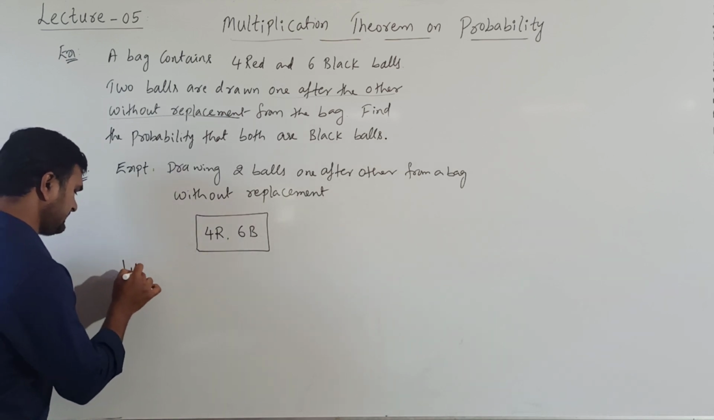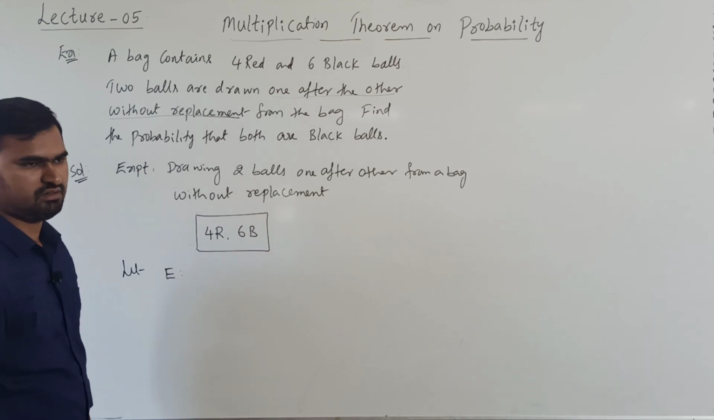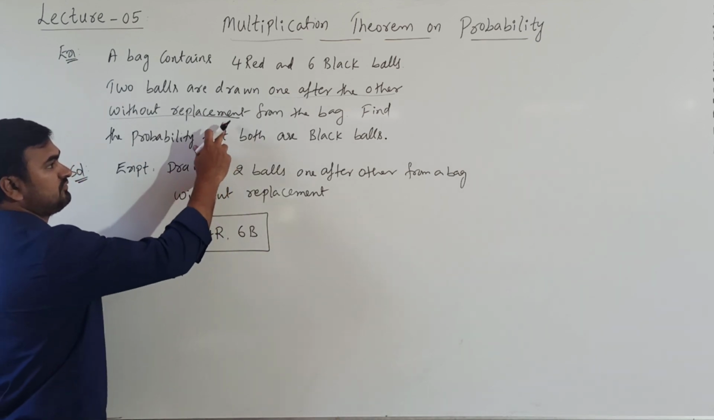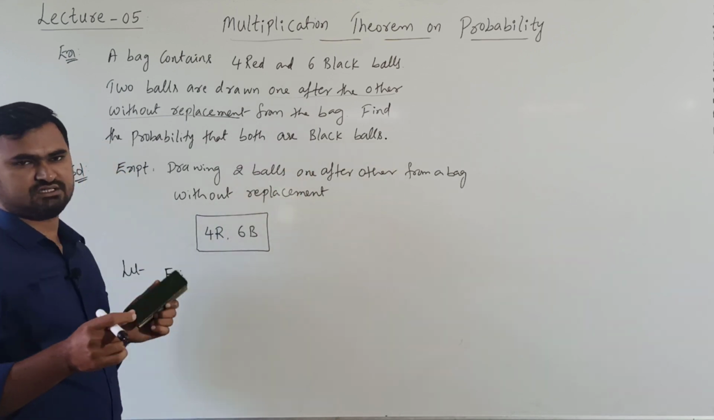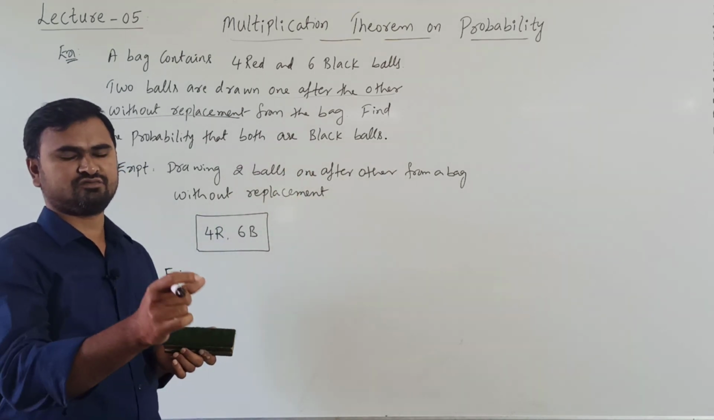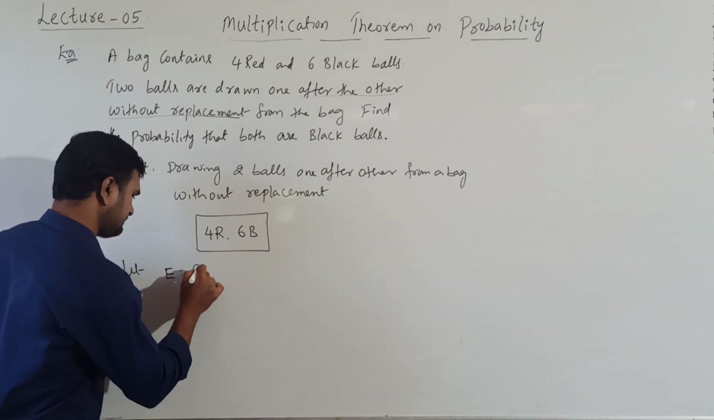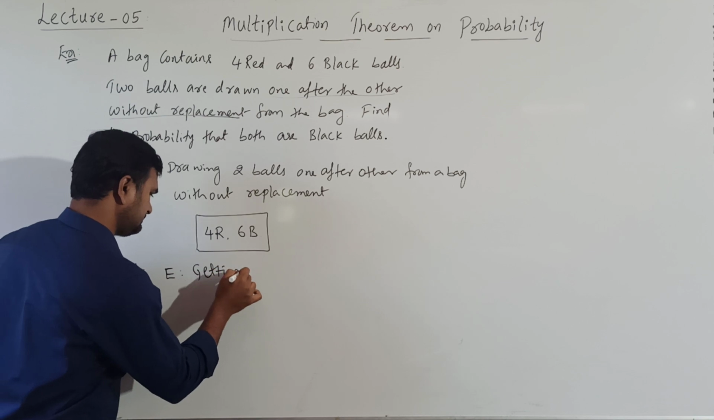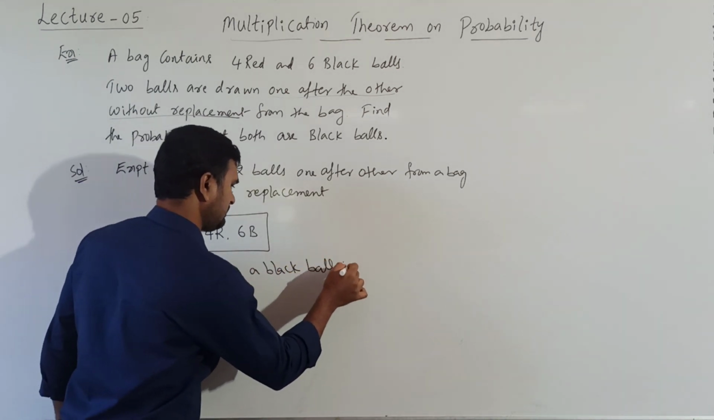Now we have to define two events. Suppose E is the event. We are interested in getting both black balls. So first we will consider one event where the first ball drawn is black. So E is the event of getting a black ball in the first draw.